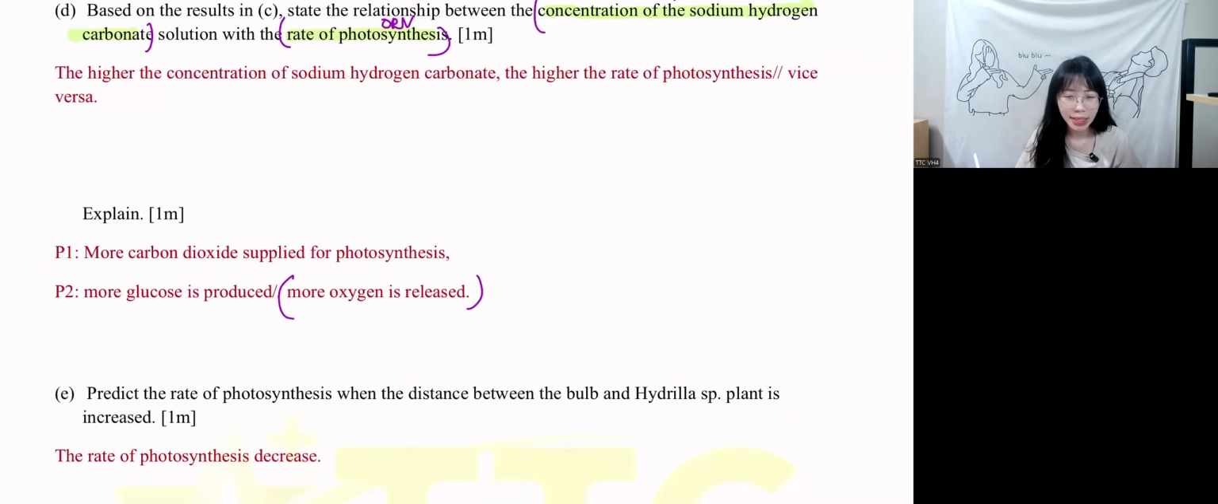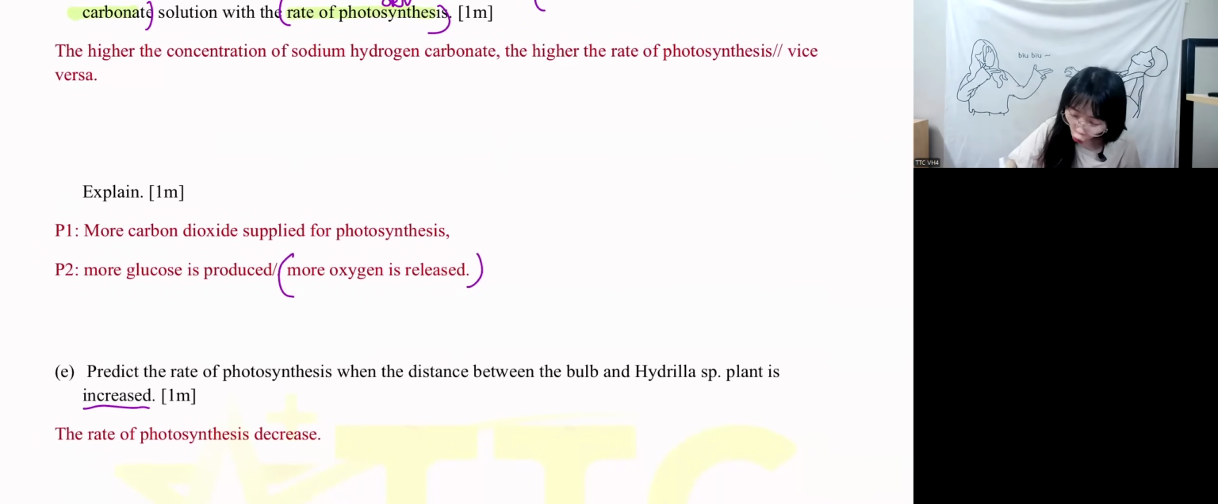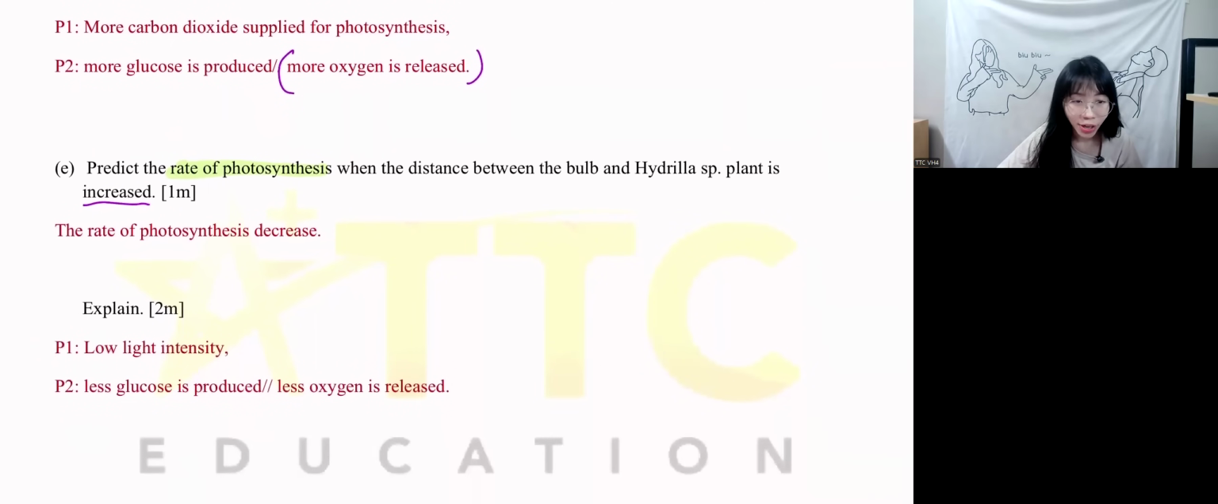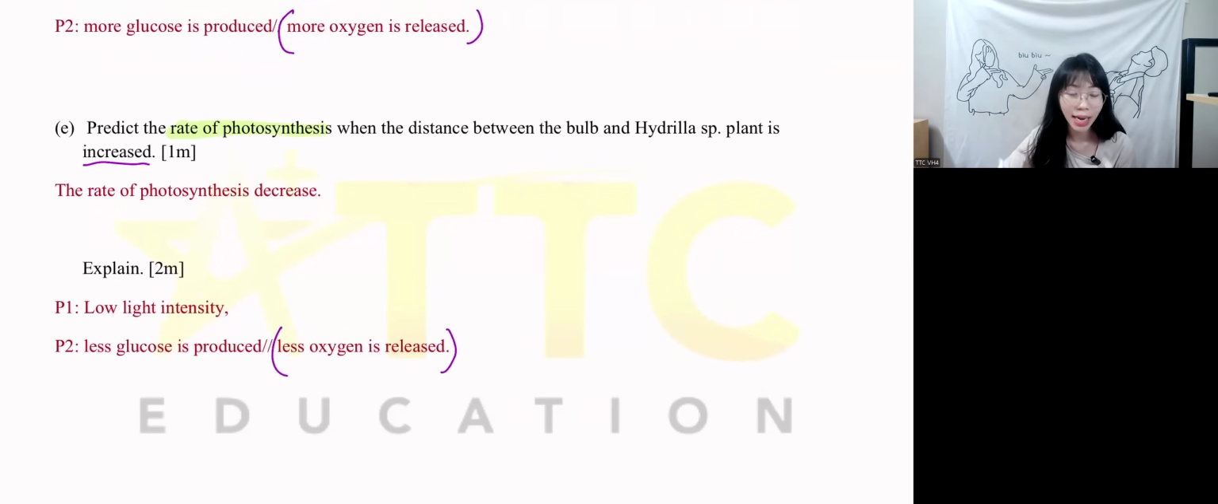Predict the rate of photosynthesis when the distance between the bulb and the Hydrilla plant increases. Increases means what? Further away. Further means what? Of course, the rate of photosynthesis, they ask you rate of photosynthesis, decreases because further away means less light is received. Lower light intensity, less oxygen gas produced. This is your answer: lower rate of photosynthesis, less oxygen released. Okay, so this is your answer for carbon dioxide.